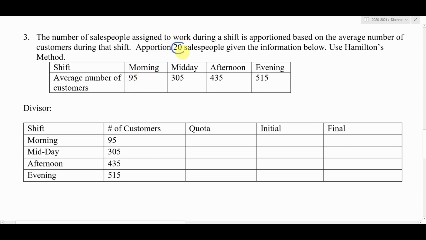Now, we are apportioning 20 salespeople here, and we have our populations listed, so I've already populated my column with the populations. All I need to do is add those up and find my divisor. If I add up my 4 customer populations here, I get 795 total customers throughout the day. And then I would take 795 and divide by 20.